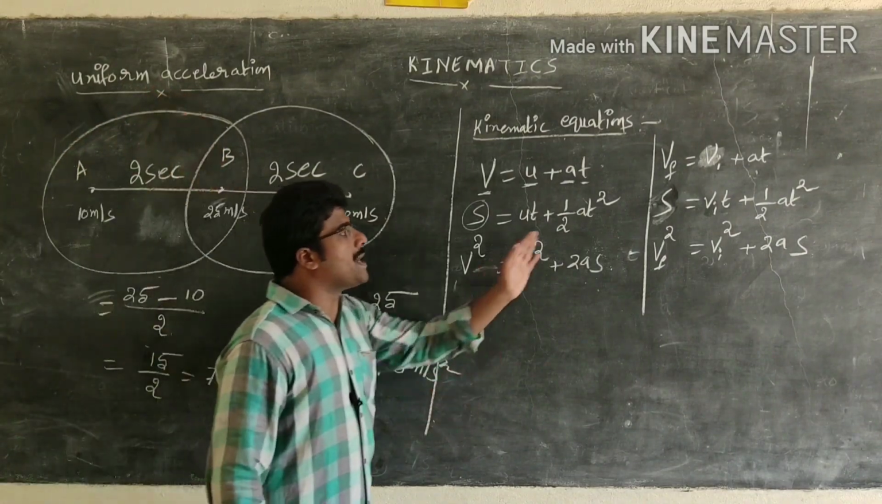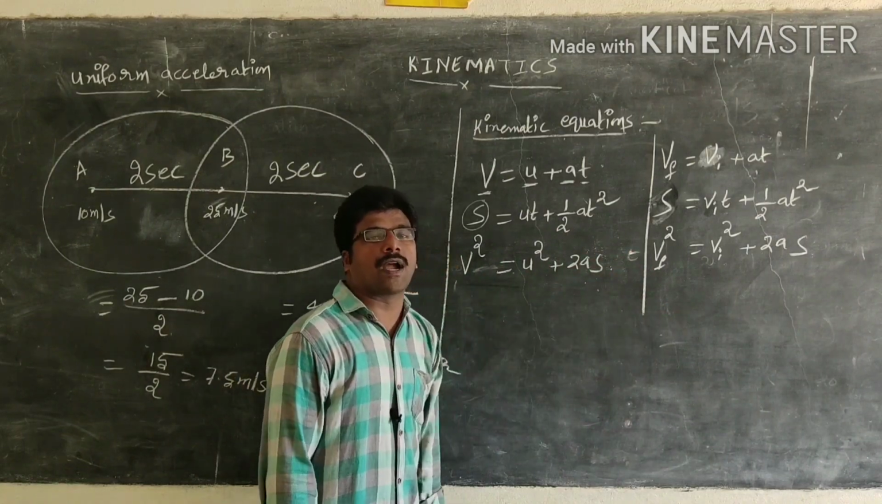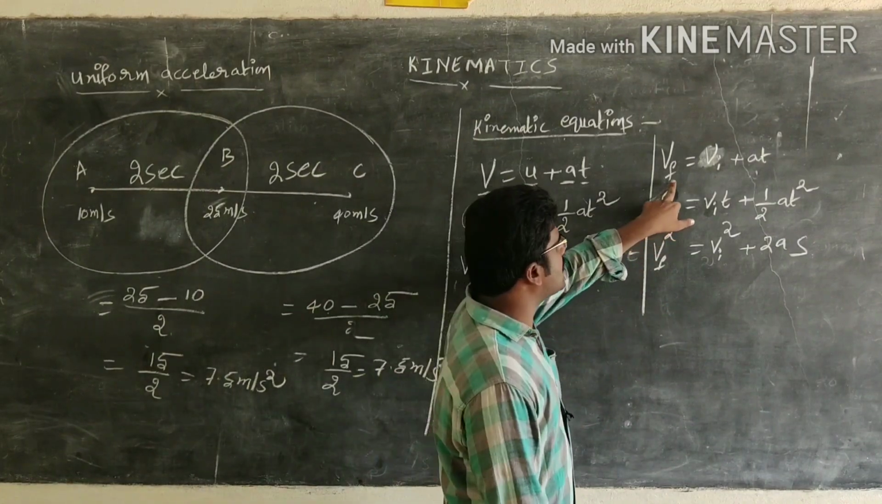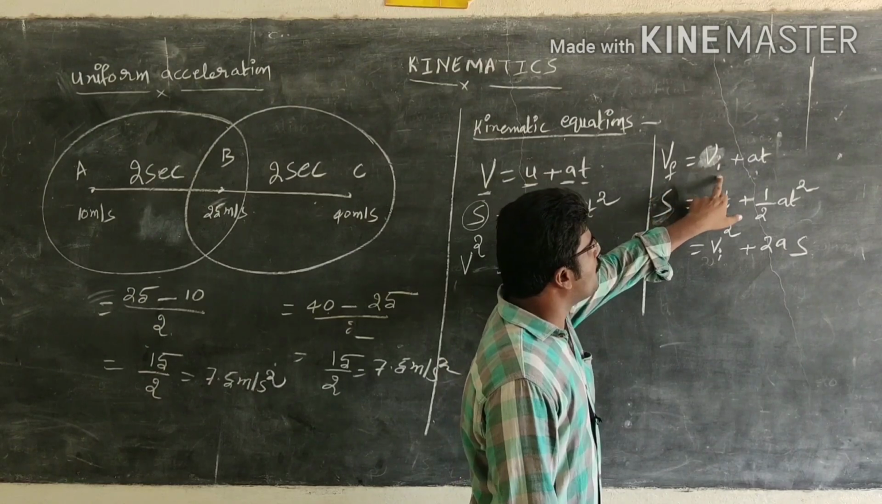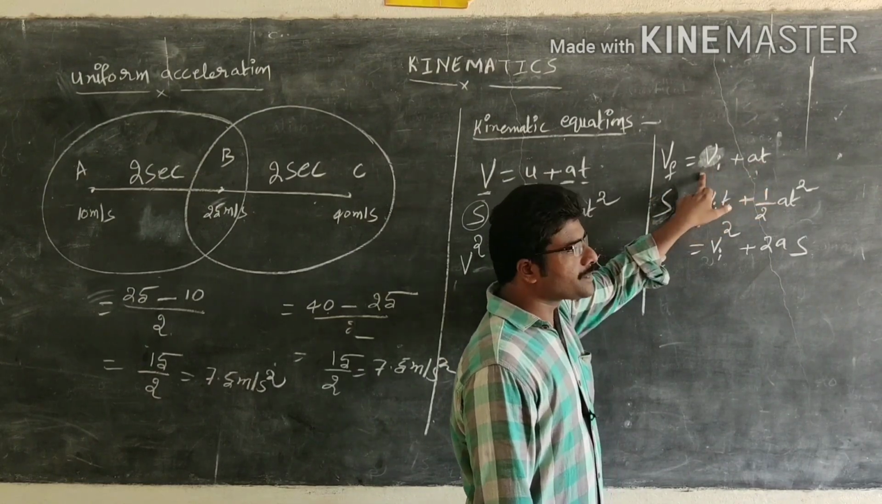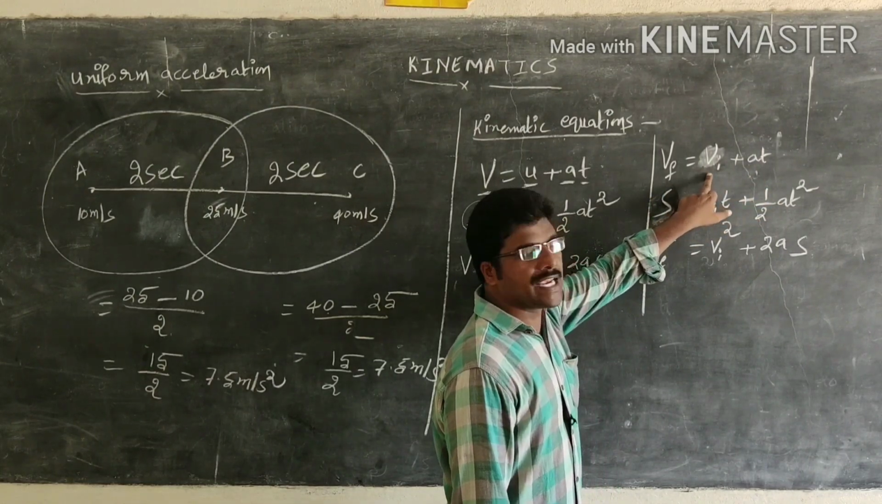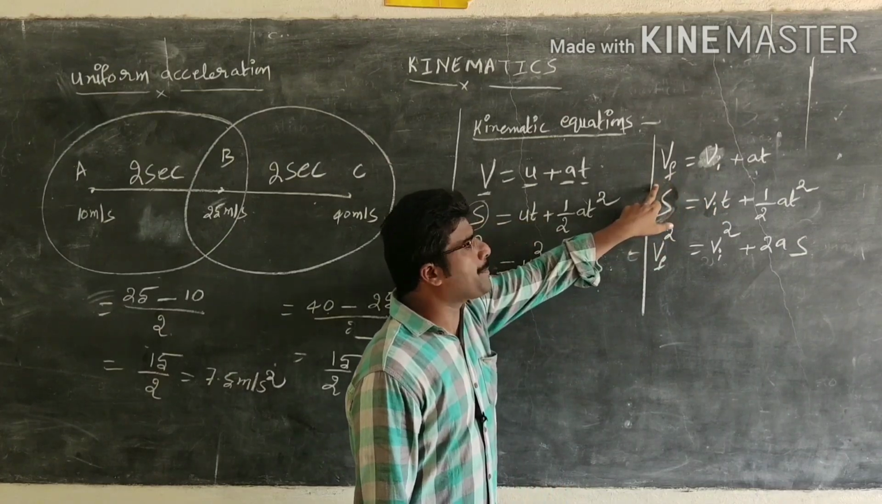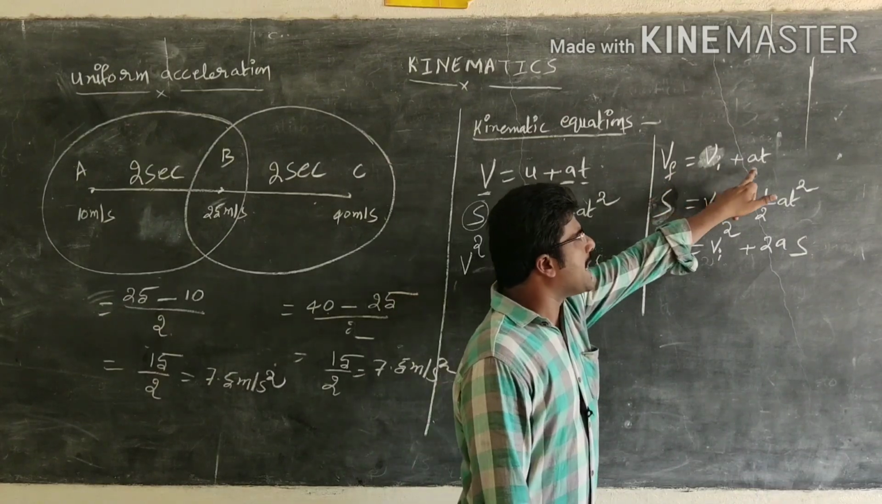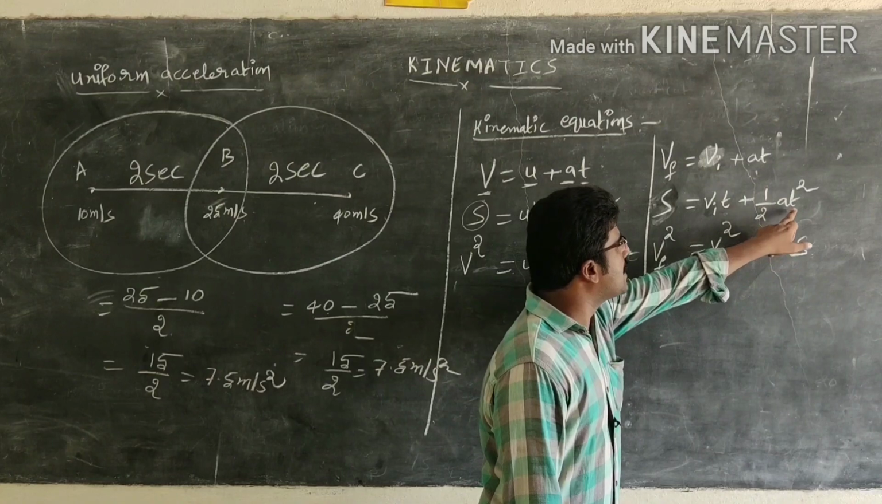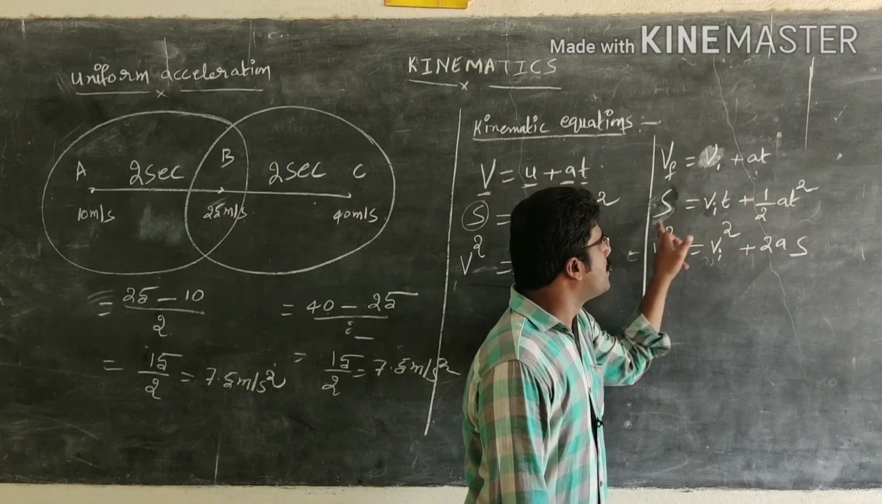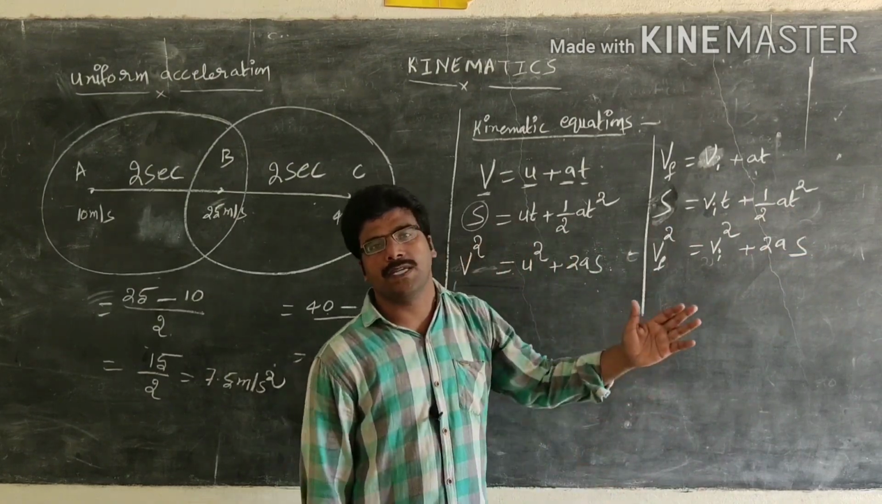So this is the new method to represent the kinematic equations. That is Vf equal to Vi plus at. Here Vi represents initial velocity, Vf represents final velocity, a represents acceleration, t represents time, and s represents displacement.